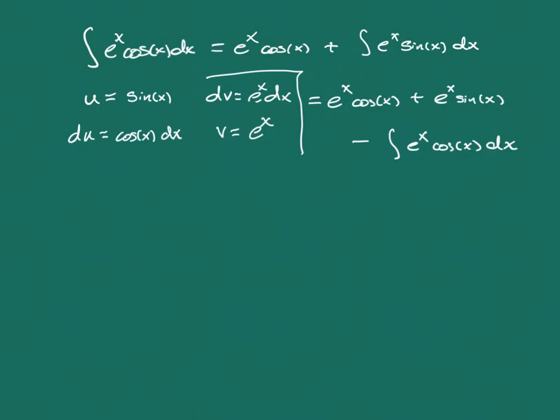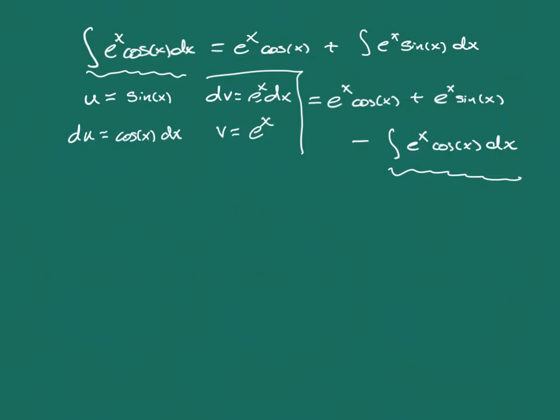Now wait just a second. What in the world actually happened here? We did integration by parts twice, and take a look at this: the integral that we get is exactly the same as the integral that we started with. So what in the world is happening here? Well, what this really lets us do is some algebra.